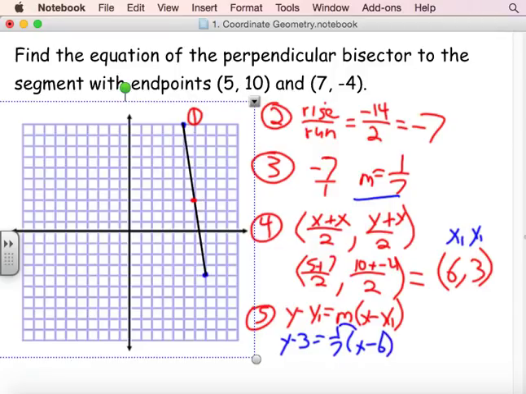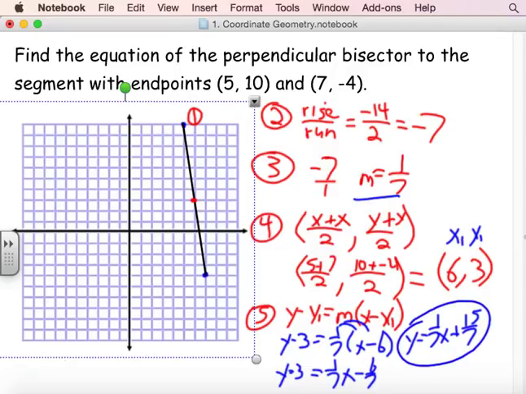Then we distribute 1/7 times x. 1/7 times 6 is just 6/7. And then the last one we need to do is add 3. So whenever I add 3, I'm going to get y equals 1/7 x, and negative 6/7 plus 3 is going to be 15/7. All right. So this is our equation. This is our answer. It's the equation of the perpendicular bisector.